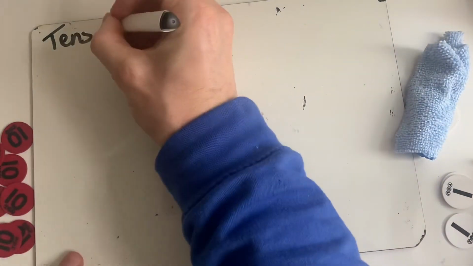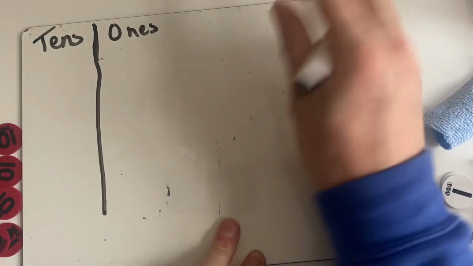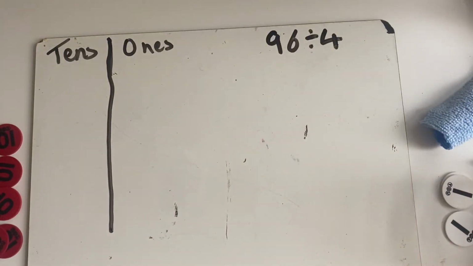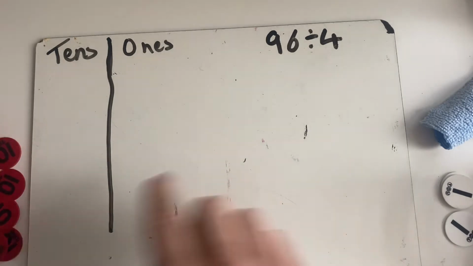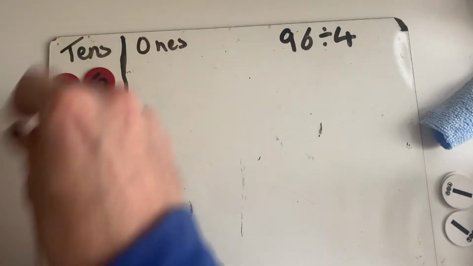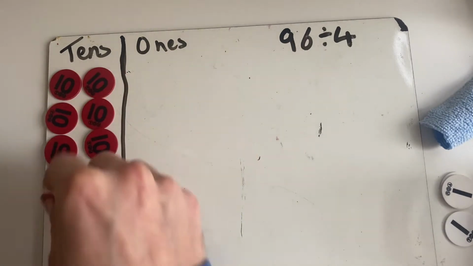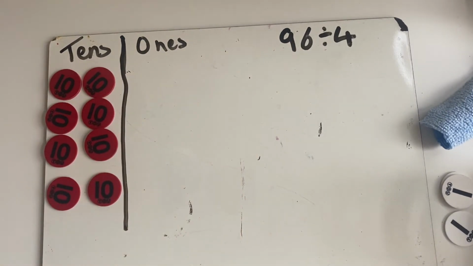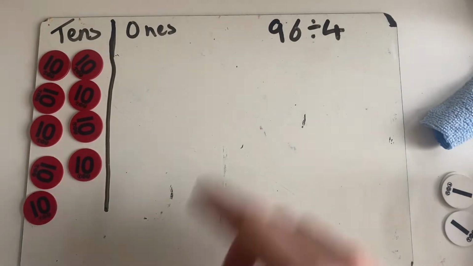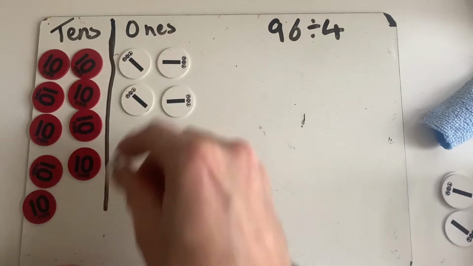My question this time is 96 divided by 4. First off, I'm going to partition my number using my place value counters. So I need to have 9 tens here: 1, 2, 3, 4, 5, 6, 7, 8, 9. And I need 6 ones. So I've got 9 tens and 6 ones: 1, 2, 3, 4, 5, 6.